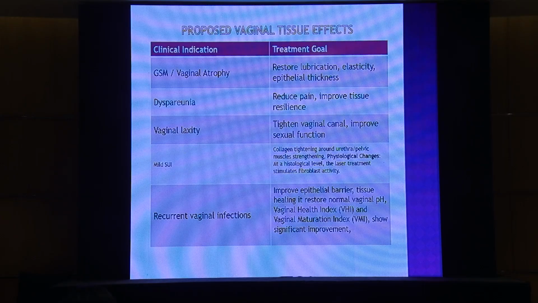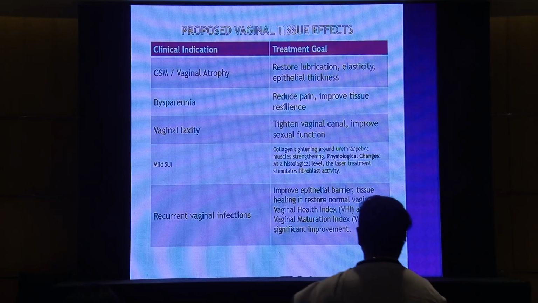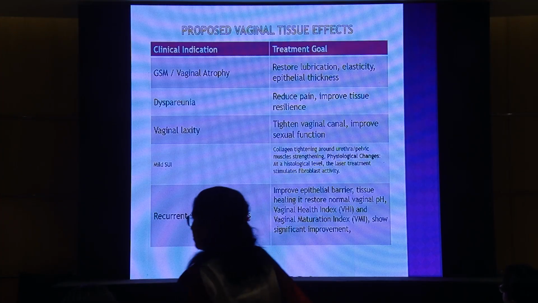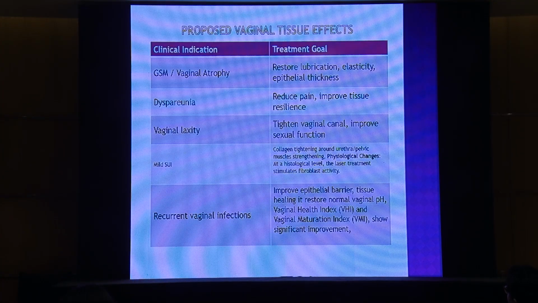There is dyspareunia, absolutely. Some may talk, but some may not talk. So, there is again a reduction in the pain and improvement in the resilience. That way, we are improving the quality of life. The vaginal laxity, of course, many don't complain about it, but they have a feeling that something is falling down. So, we can explain and tell them that tightening the vaginal canal can improve the sexual function and quality. Recurrent vaginal infection and mild SUI are the absolute indications for CO2, and they do restore the epithelial barrier, improve the vaginal pH, improve the vaginal index, therefore giving a significant improvement for the flora too.